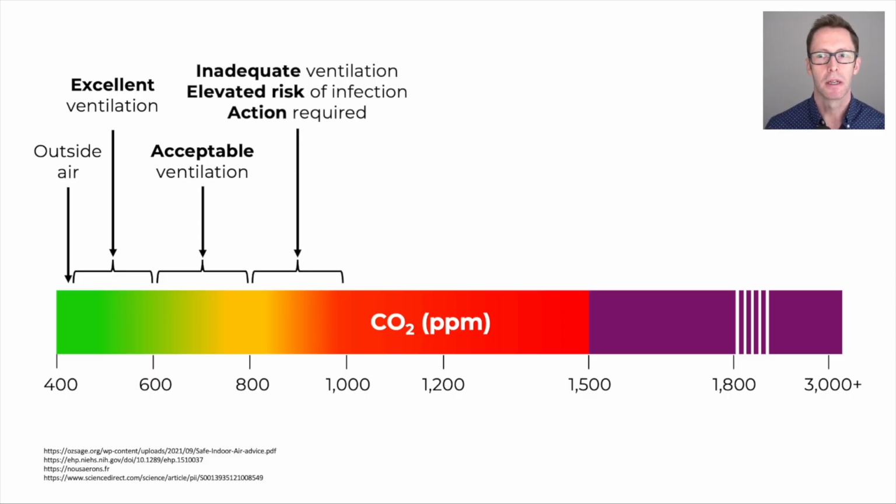Once you get to 800 to 1,000 parts per million of CO2, this is really a sign that the ventilation in that space is inadequate. That means there's an elevated risk of COVID infection if there is someone in that space who has COVID. It means some action is required, either to improve the natural ventilation, to upgrade the mechanical ventilation, or to use something like a HEPA filter to augment the ventilation. And we'll talk some more about those things in a minute.